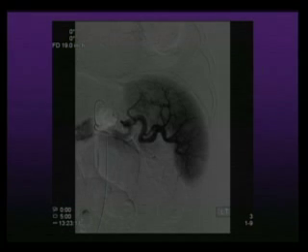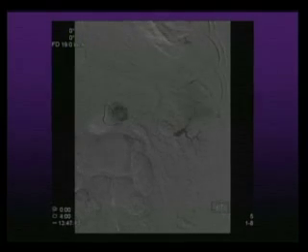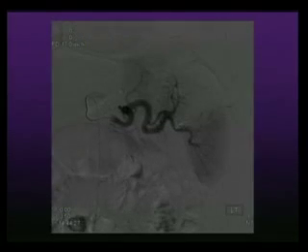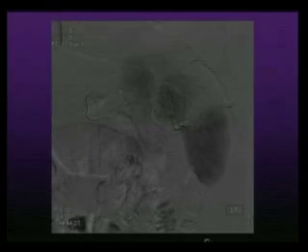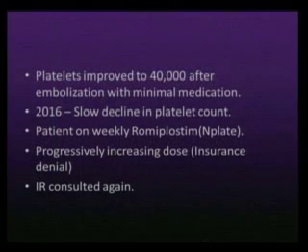This is his spleen. It's not enlarged. ITP normally has an enlarged spleen, but for some reason his spleen was not enlarged. So we embolized it. Okay. This is post-embolization. Platelets improved to 40,000 after embolization with minimal medication. For a while, he did well.